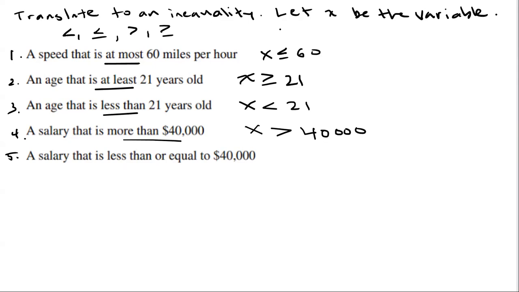Okay. And then the last one, a salary that is less than or equal to 40,000. Yep, exactly, right? So this would be X is less than or equal to 40,000. Perfect.